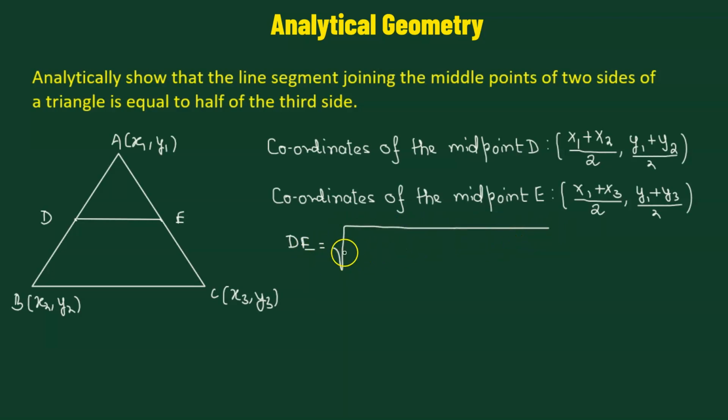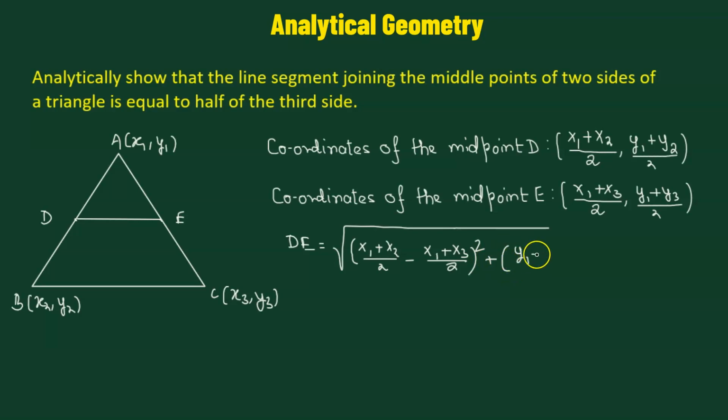The distance formula is: take the square root. Underneath the square root, first we need the difference of the x coordinates. So we take the x coordinate of D, that's x1 plus x2 divided by 2, and from it subtract the x coordinate of E, which is x1 plus x3 divided by 2. We square this value, and then add it to the difference of the y coordinates.